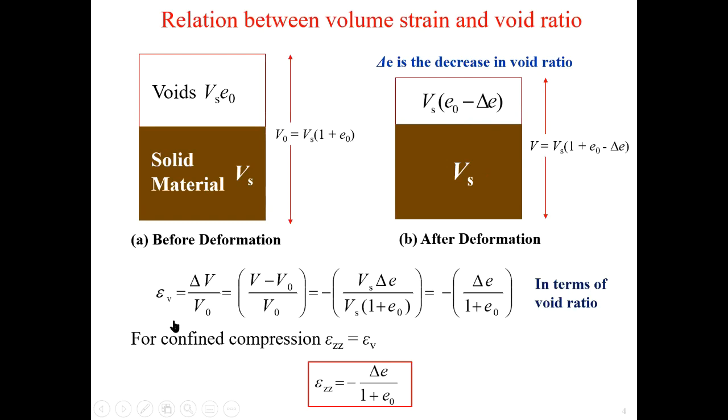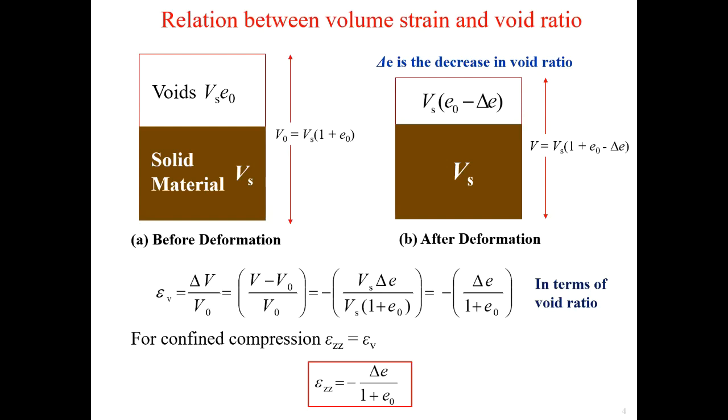So by definition, the volume strain could be expressed as delta V, the change in volume, over the total volume V0. Delta V is the final volume V minus the initial volume V0, so that's the change in volume divided by original volume. If we insert the expression of V into this formula, the Vs can be cancelled out, and we get this expression here.